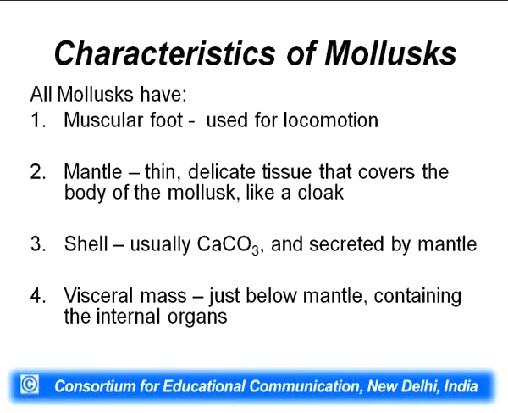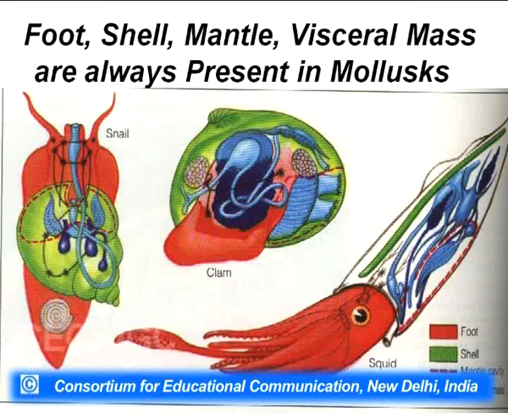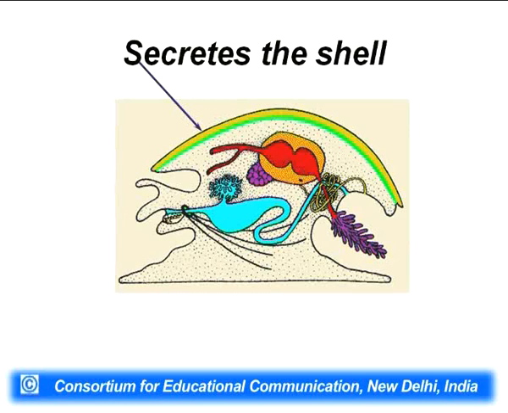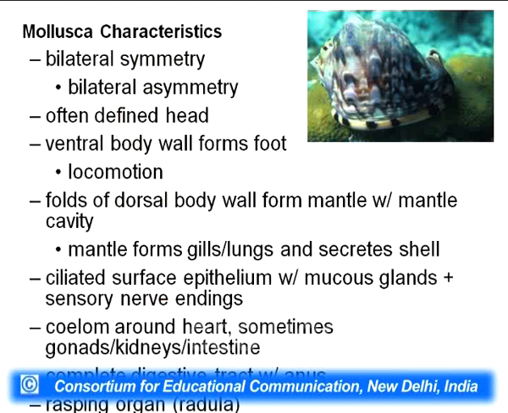And this visceral mass is covered over by a covering called the mantle. This mantle generally secretes the shell. So foot, shell, mantle and visceral mass are the characteristic features of all the mollusks. The mantle serves two functions. It provides protection to the visceral mass, and secondly, the mantle secretes the shell. The shell, which we generally associate with these mollusks, may be absent in some of them.